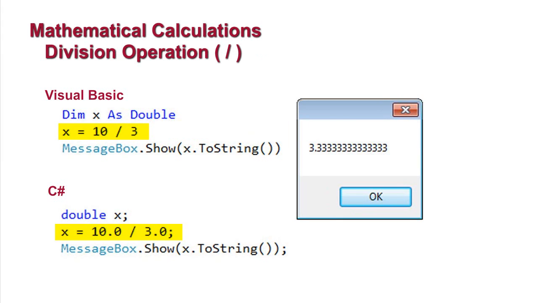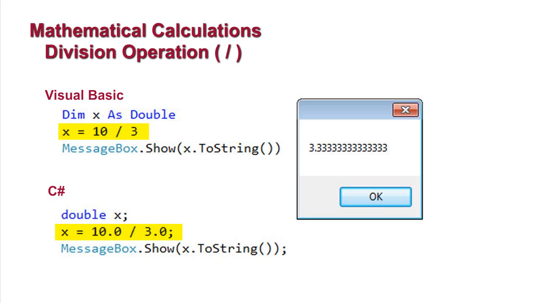And division, we have a slash. And division's a little bit tricky, especially on the C# side. There's actually three different division operations. This is the normal, regular division. And so in Visual Basic, I can divide 10 by 3, and the result will be 3.333. And you see it extends pretty far out as far as the number of decimals because this is a double value. If I dimmed x as single, it would be considerably less.